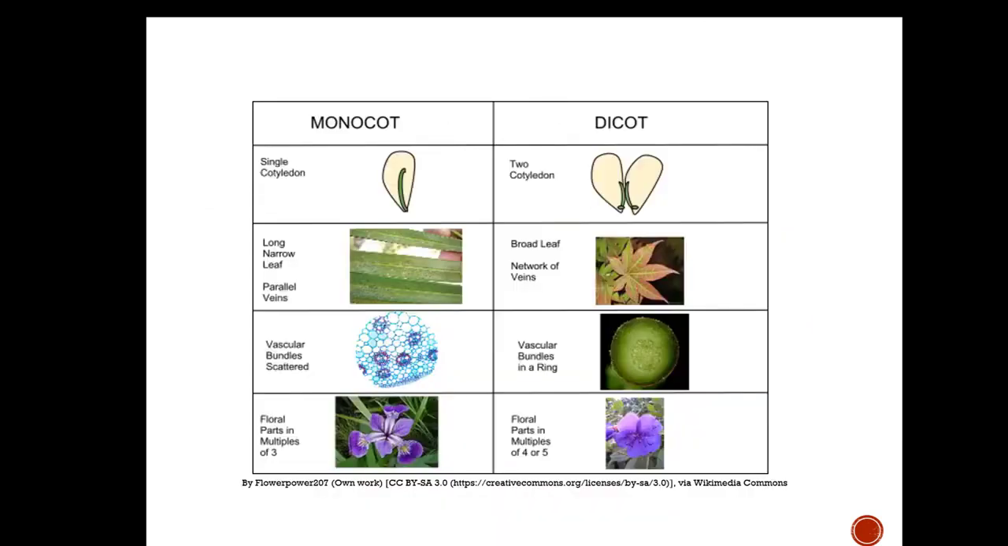So here's our chart of monocot and dicot once again, and you can see with monocots, floral parts are going to be multiples of 3, and on dicots you're going to have floral parts that are multiples of 4 or 5.